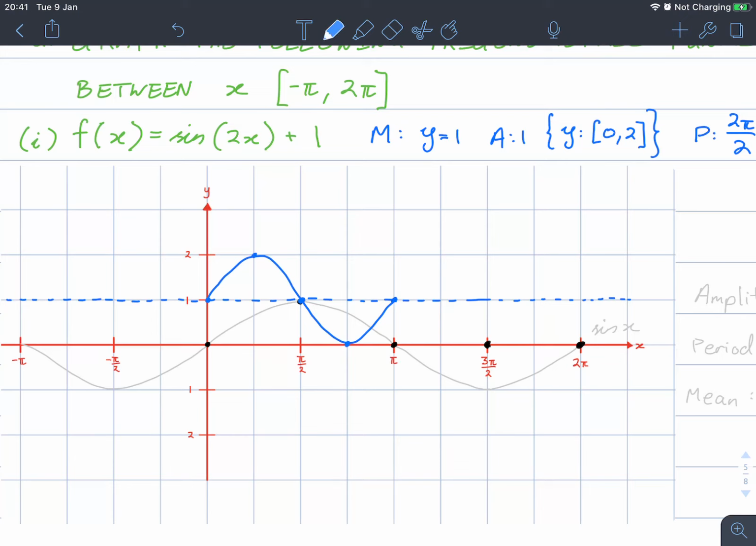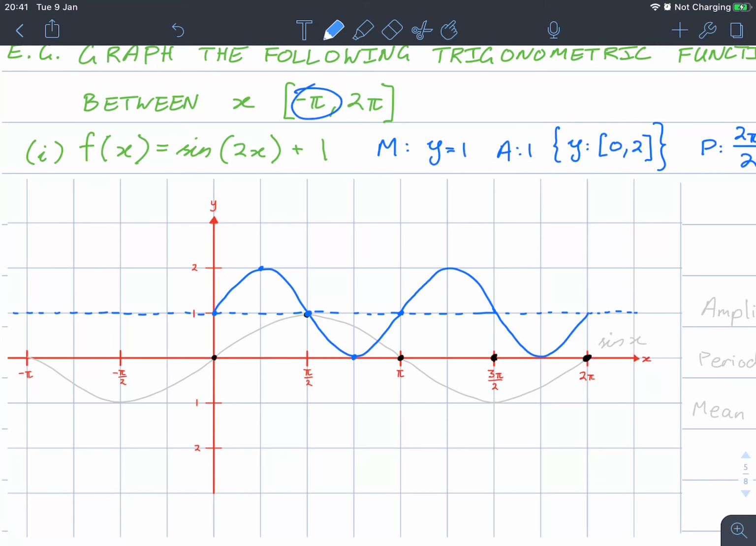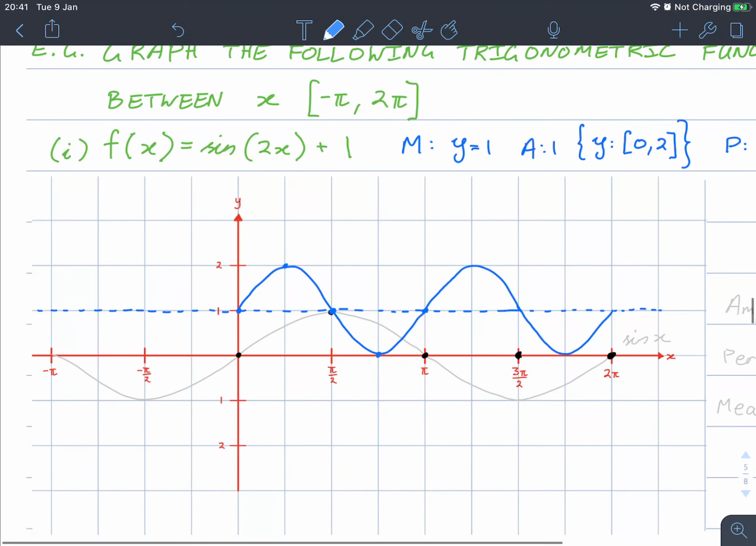Now this cycle will repeat itself. Oops, let's draw this very neatly until 2 pi. There we go. And also, because we want to go as low as negative pi, the function will mirror itself along its mean value and the y-axis.